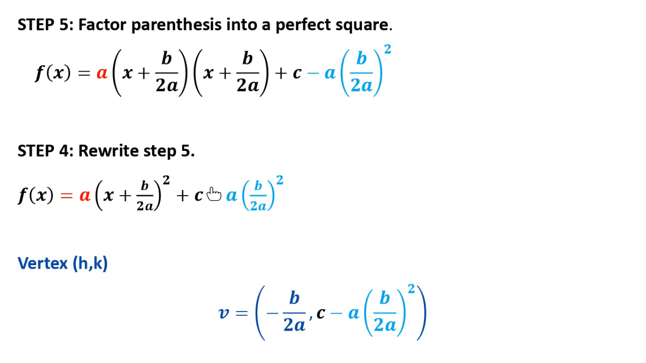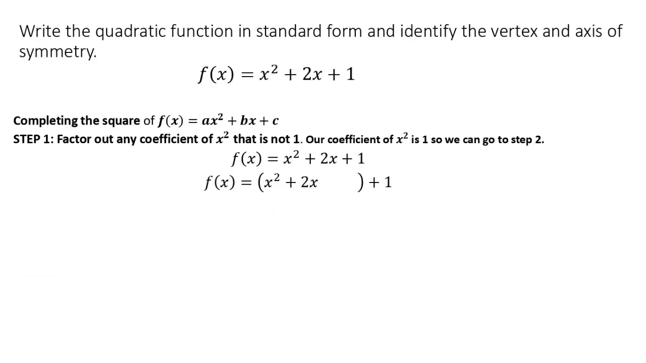By doing this, we've converted the equation from general form to standard form, where our x value, which was given to you at the beginning, is negative b over 2a, and our y value is this, c minus a times b over 2a squared. The best way to see something like this is with an example. So let's go ahead and look at this example.